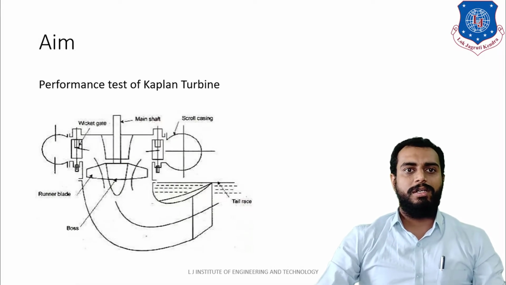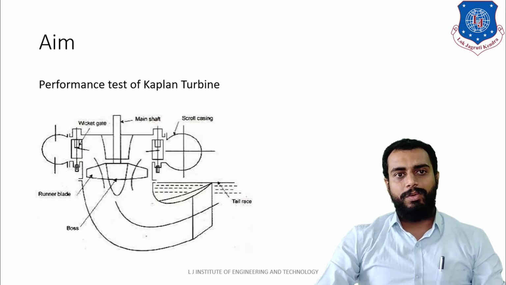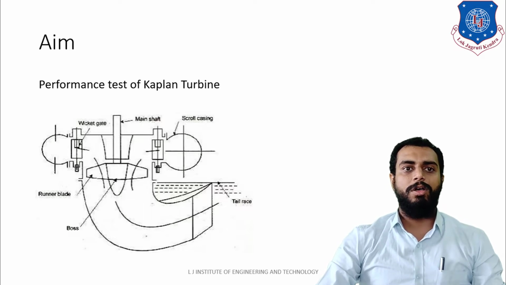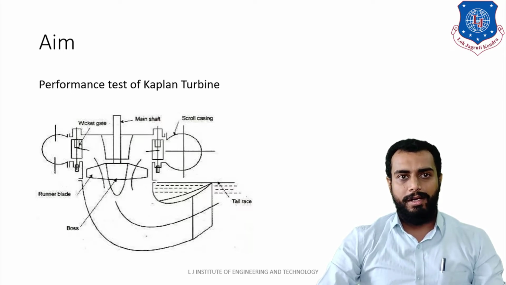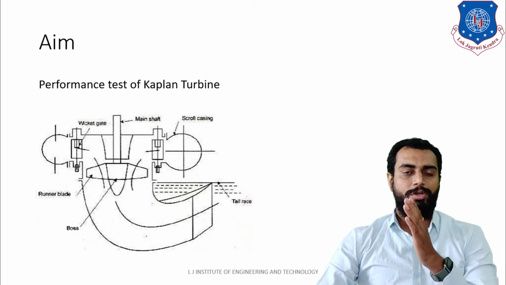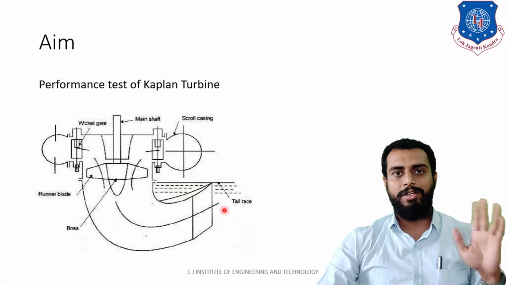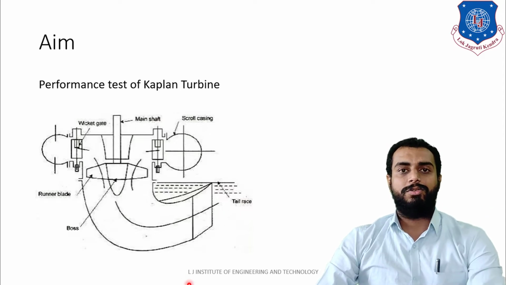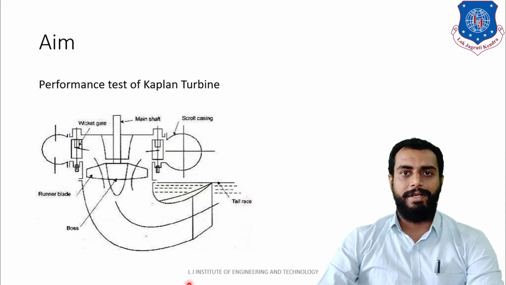So for illustration, one diagram is shown over here in which a boss is located on which the runner blades are attached. There is a guide way and casing and main shaft. This is the tail race. So the function of Kaplan turbine is to convert hydraulic energy into electric energy, right? So now let's start the experiment.